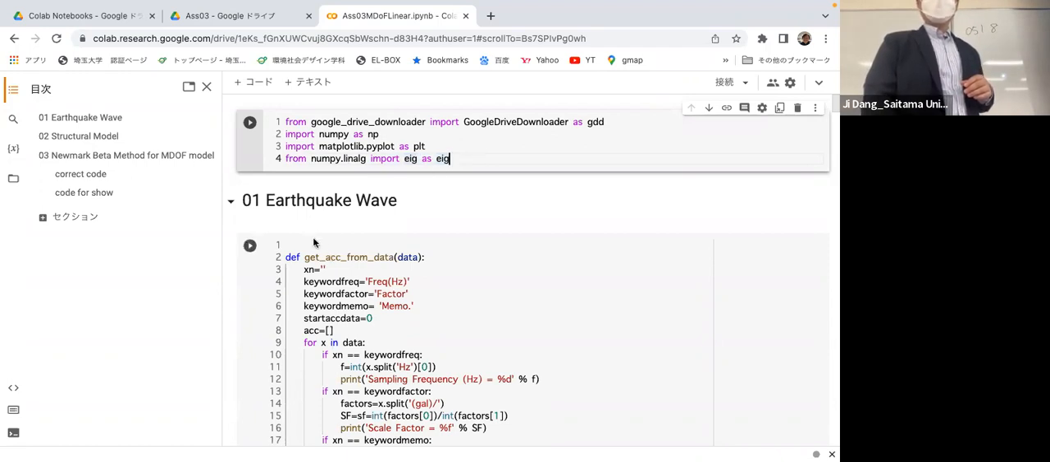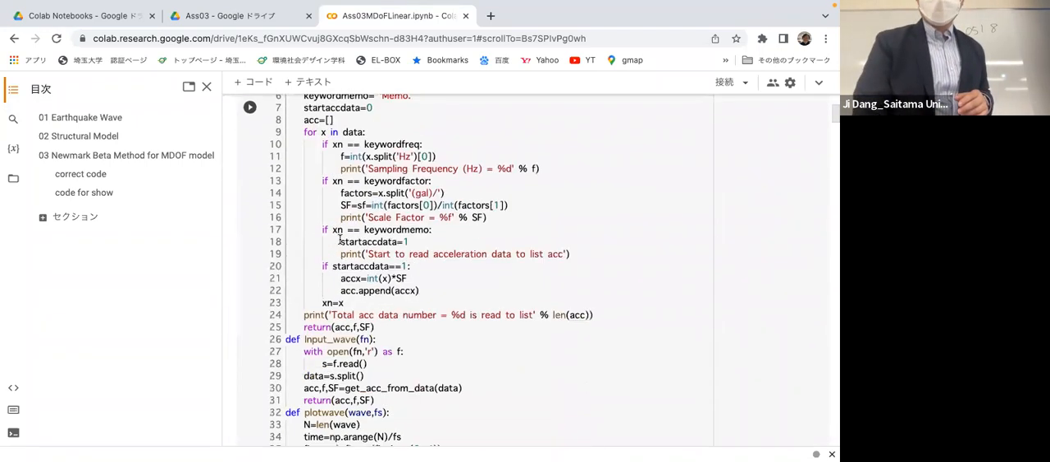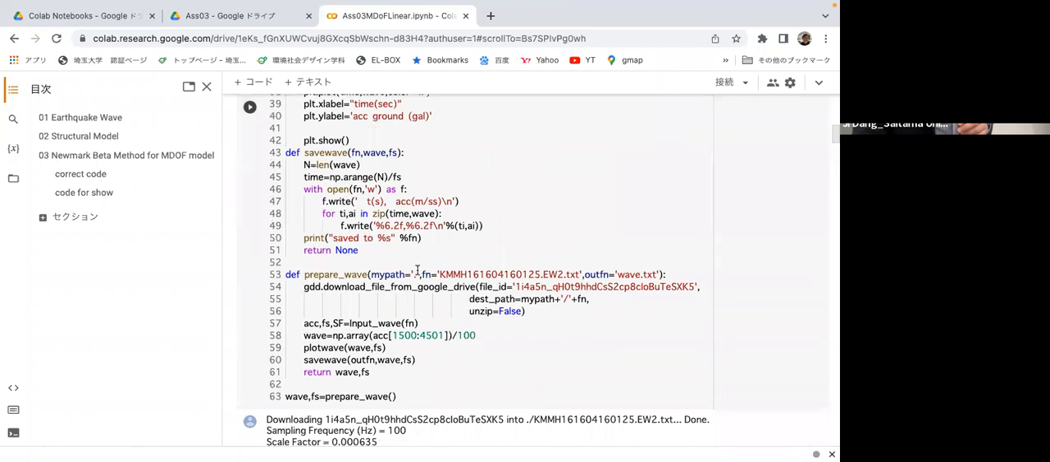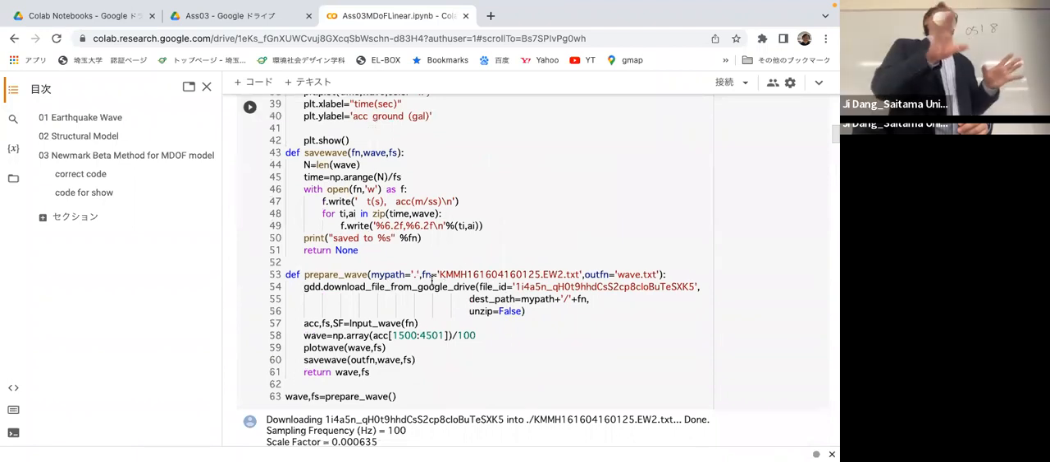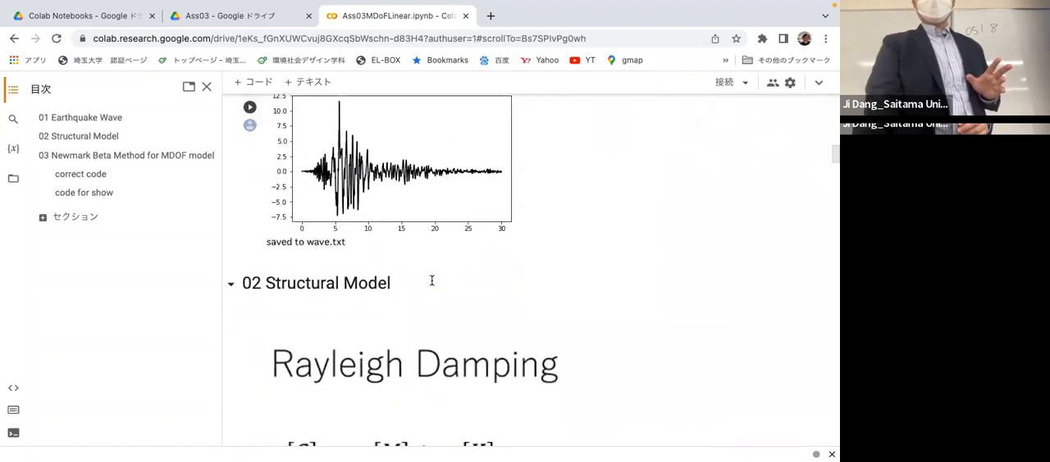You need the earthquake input, download earthquake. I didn't write the download earthquake part; I think download earthquake is here. It's the same as before. The single degree of freedom is as before, so I'll pass this part.